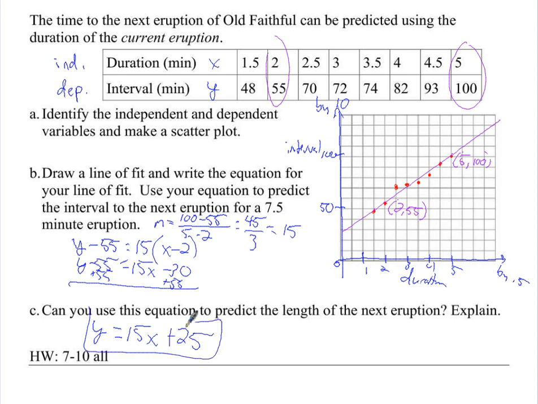So there's your equation. Now, let's make sure we're answering all the problems here. Draw a line of fit. We did. Write an equation for your line of fit. We just did. Then it says use your equation to predict the interval to the next eruption for a 7.5 minute eruption. So what are we going to do? Plug in 7.5 for x. So we have y equals 15 times 7.5 plus 25. Enter all that into your calculator.